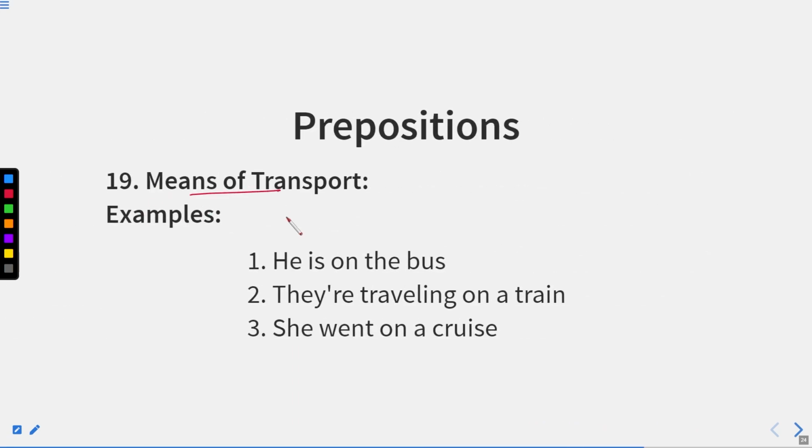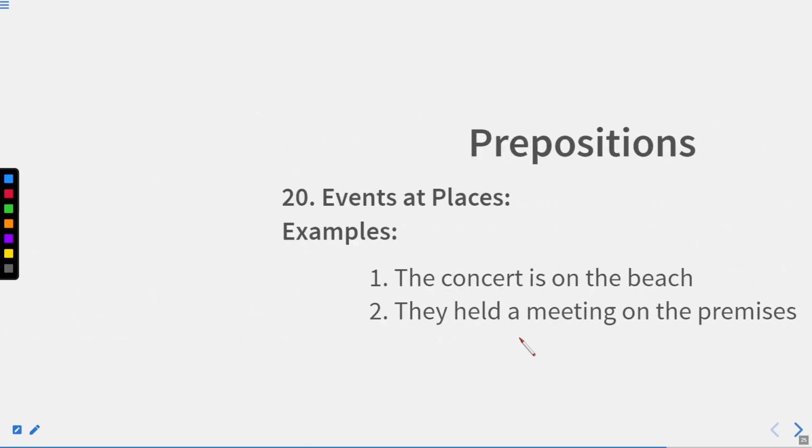Now, to show the means of transport: he's on the bus. Like I have already told you, they are traveling on the train. She went on a cruise. So it is just similar to what we have already read.